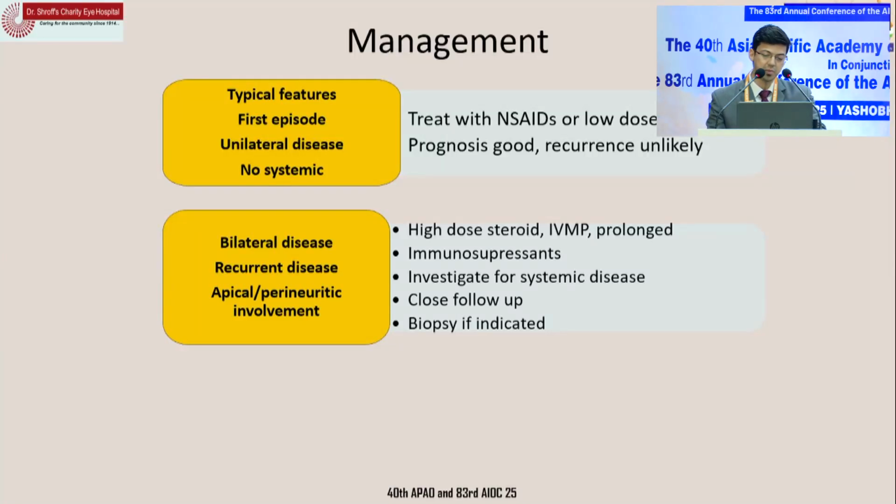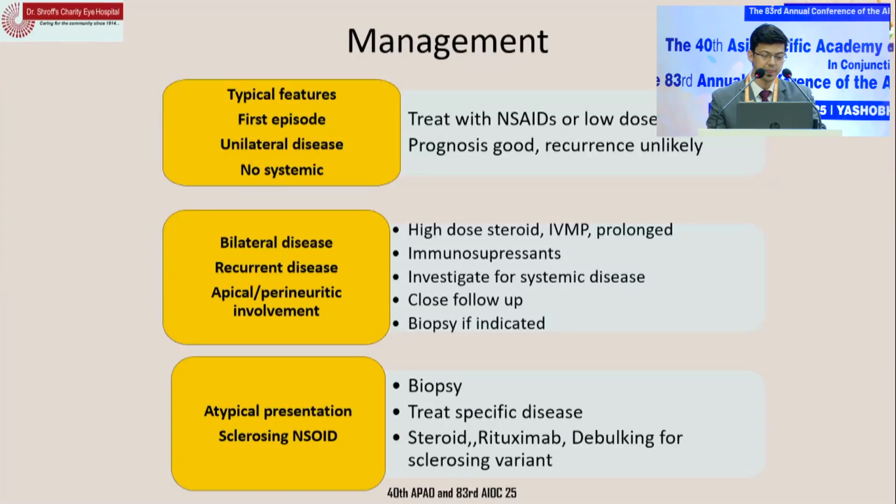Biopsy can be performed for anterior lesions. And when the patient has atypical presentations, such as the last case we saw, and patients having sclerosing NSOID, again biopsy will confirm the diagnosis and the specific disease needs to be treated.